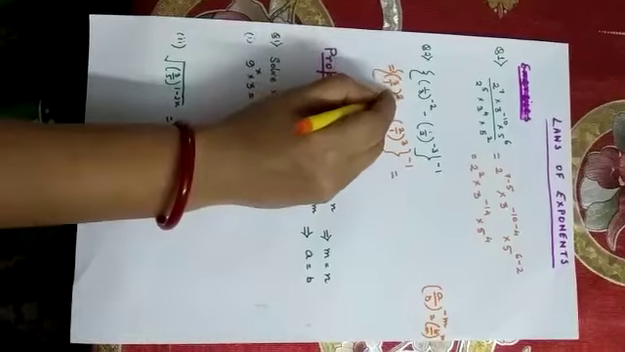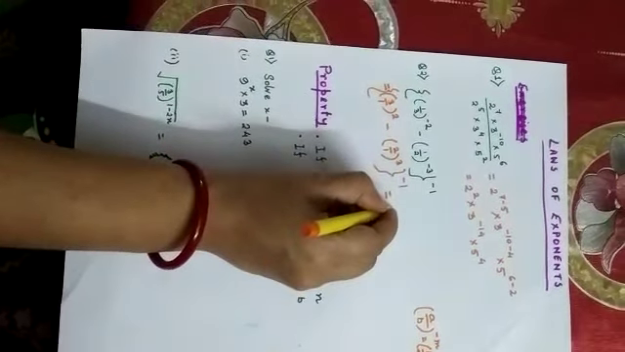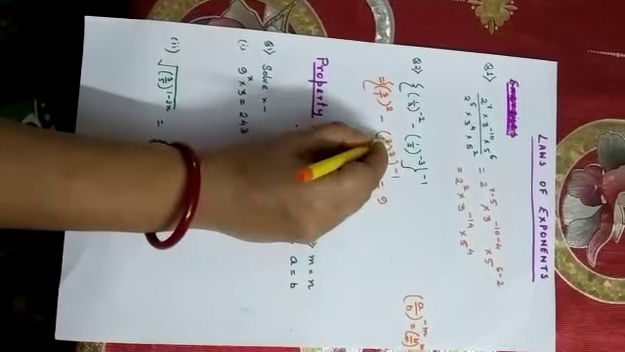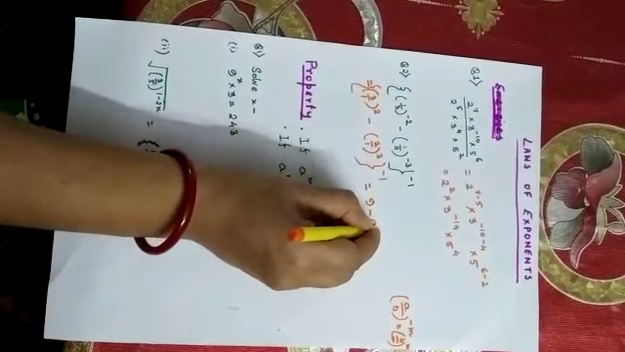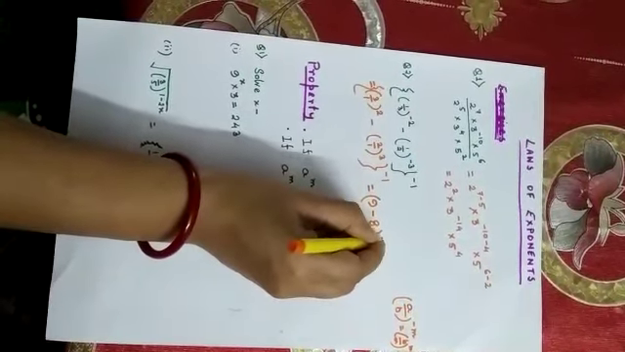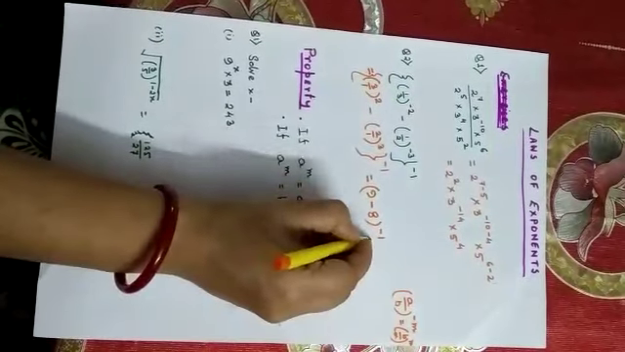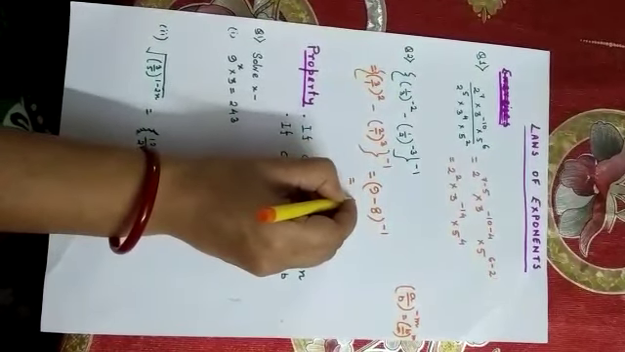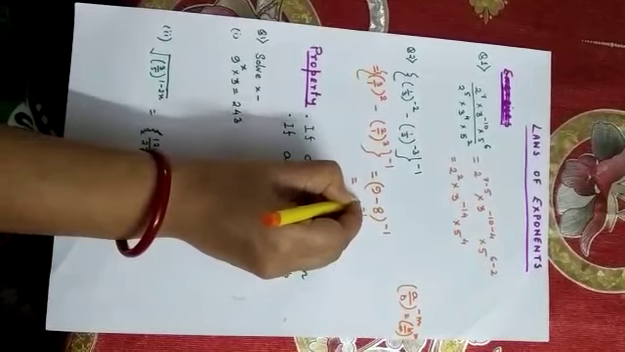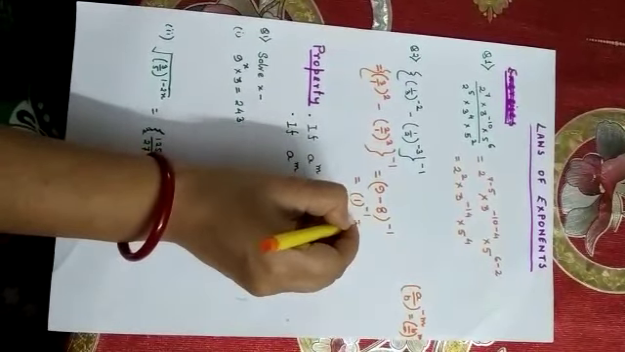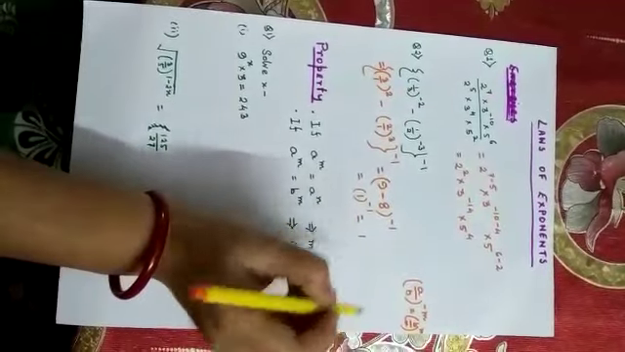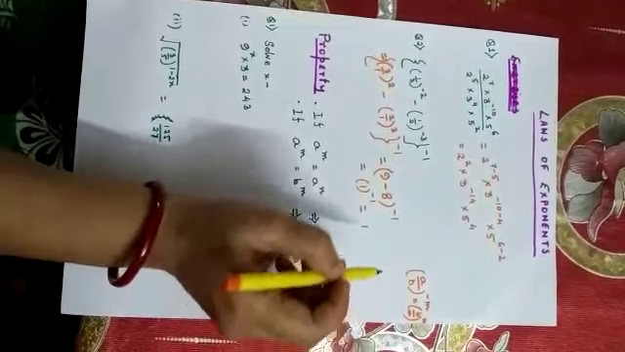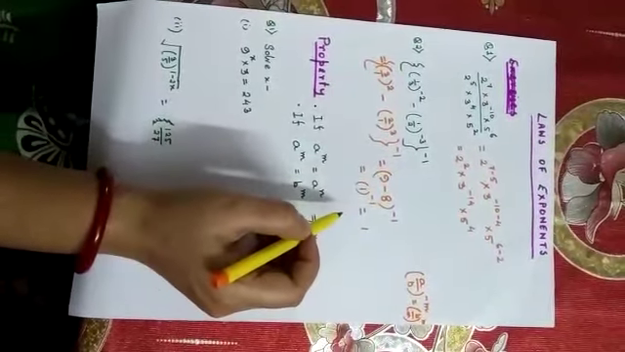3 by 1 whole square. 3 square, that is 3 3 is a 9. 2 cube, that is 2 2 is a 4, 2 is a 8. Whole to the power minus 1. 9 minus 8, that is equal to 1 to the power minus 1. Reciprocal of 1 is always 1, so the answer is 1. I think these two are clear to everyone.